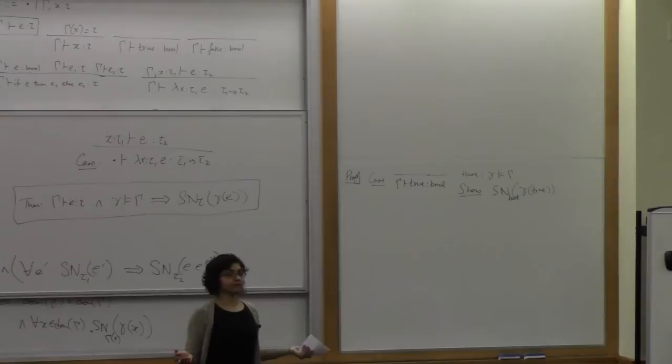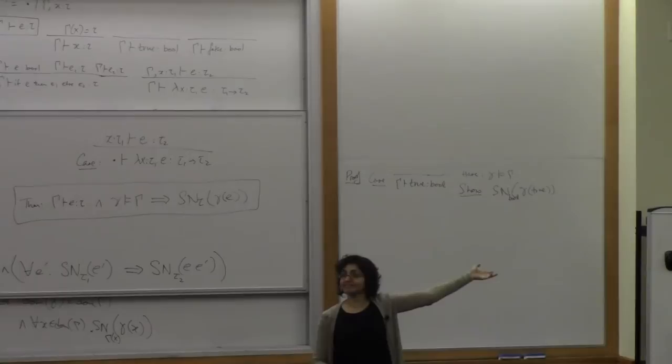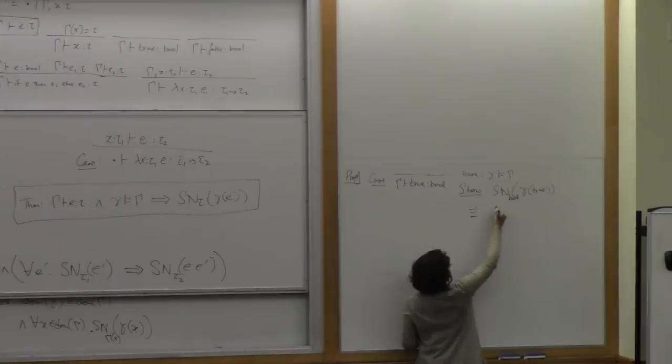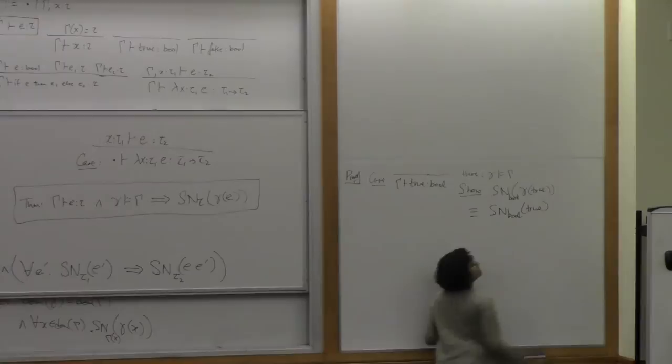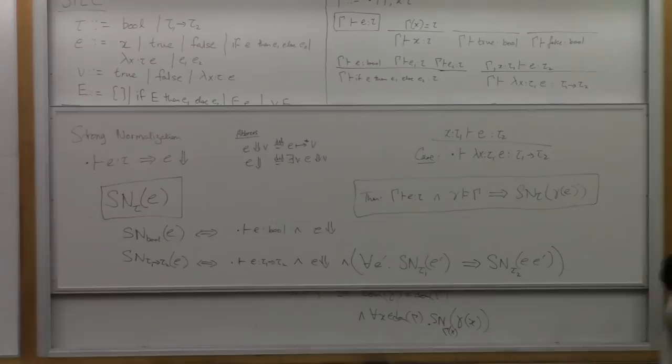Okay. So, the first thing we should do is, let's note that true doesn't have any free variables. So applying a substitution to it is useless, right? So it suffices to show that true is strongly normalizing, because gamma applied to true is the same as true. All right, so this is what we have to show. Here's our definition. We have to show that true is in this set. So that means we have to show that true has type bool under the empty context, which it does, right? Okay, second, we have to show that true terminates. It does because it's a value, right? Okay, so that was really easy, wasn't it? We're done. All right, next case. If only they were all that easy.